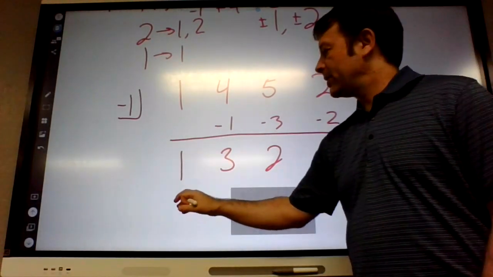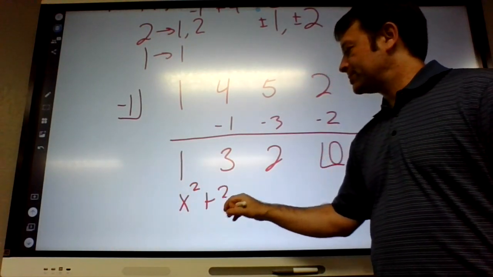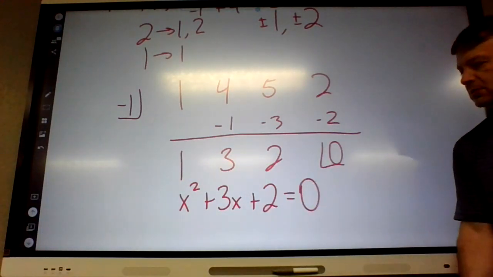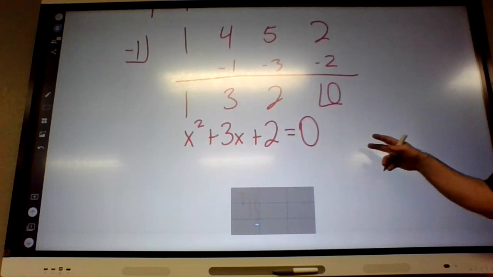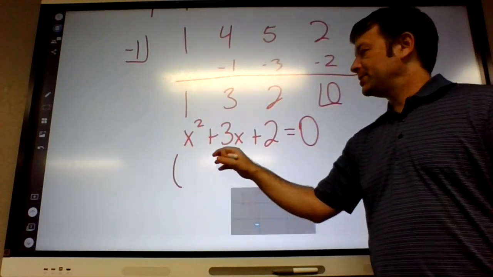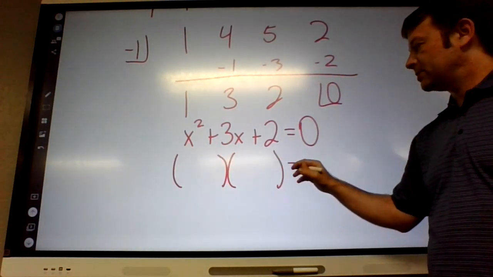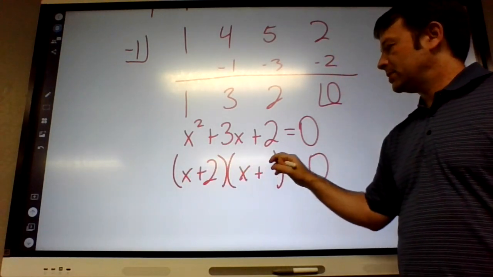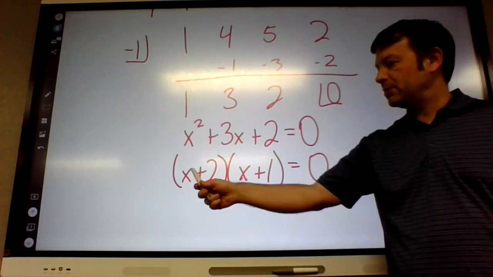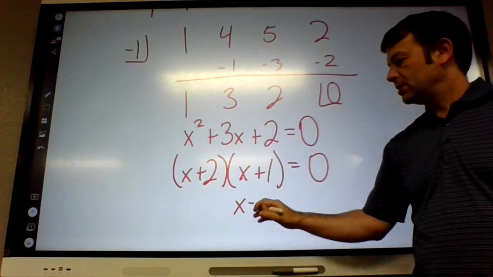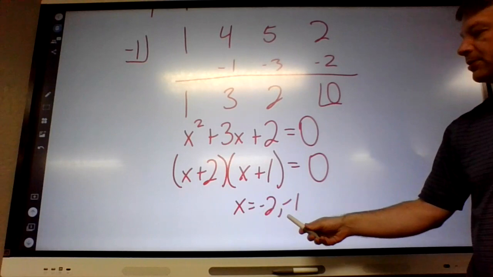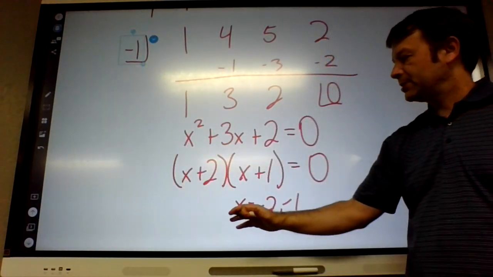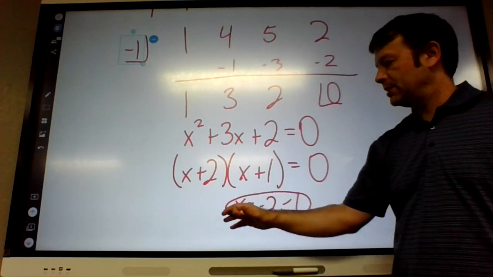All right. So what this stands for is x squared plus 3x plus 2. And I want it to equal 0. So what multiplies into 2 that adds up to 3? 2 and 1. So the x values that make this equal to 0 are -2 and -1. So -1 again is a double root. So there's only going to be 2 answers instead of 3.